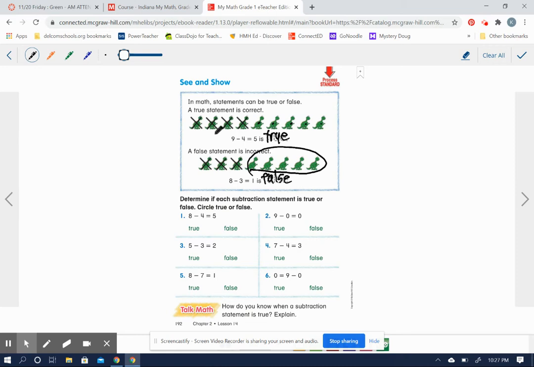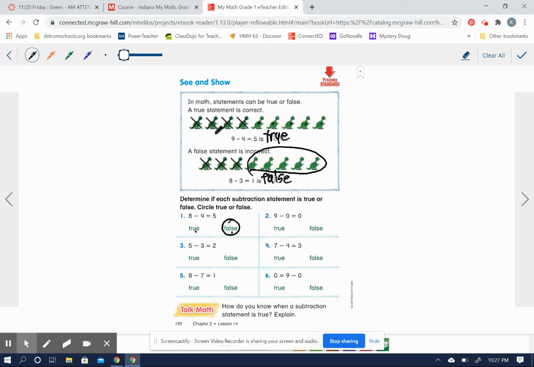Okay, so we're going to do these next statements down here at the bottom and determine if the sentence is true or false. 8 minus 4 equals 5. Is that true or false? I hope you said it is false. Do you know what 8 minus 4 really is? How could you make that correct? Yeah, 8 minus 4 equals 4. Because if I use addition to help me figure this out, I know that 4 plus 4 equals 8.